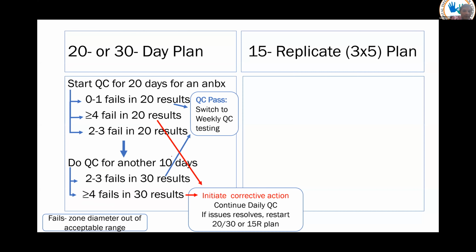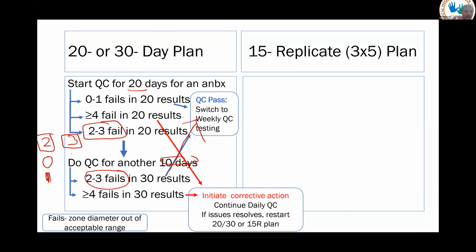So when you are performing for another 10 days, you are doing so because you had 2 to 3 fail. 2 to 3 fail means there are two situations here. Either you will have 2 fail or you will have 3 QC fail initially. Then when you repeat the QC for another 10 days, among the 10 results, if you have 0 fail or if you have 1 fail, then altogether the total fail are 2 to 3. In such a case, you have to consider that the QC is pass and you have to switch over to weekly.